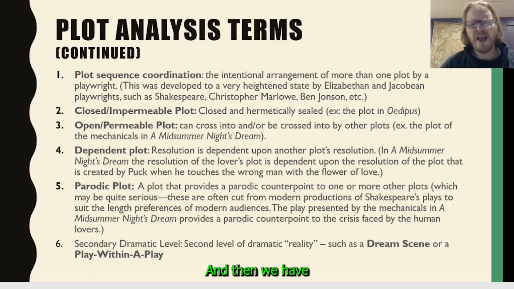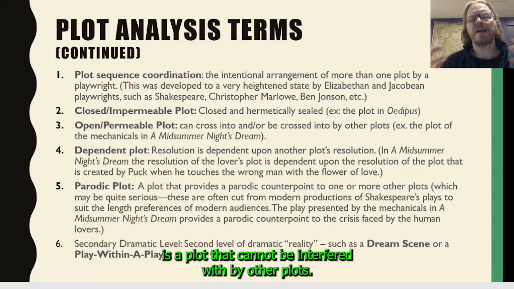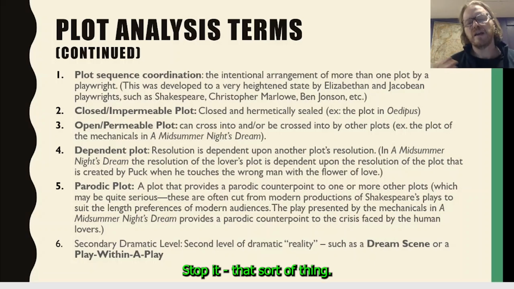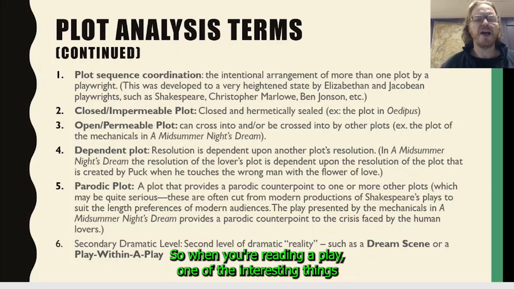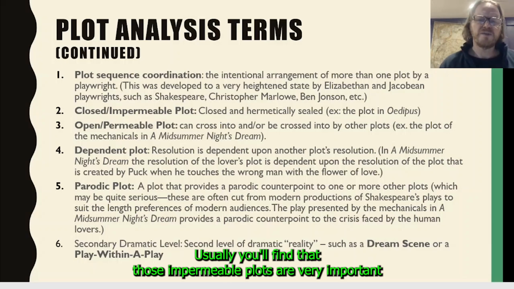And then we have closed, impermeable plots. A closed plot is a plot that cannot be interfered with by other plots. Other plots cannot enter into it, stop it, that sort of thing. In Oedipus, that is a closed plot. Nothing's going to get in there. Nothing's going to touch it. There are closed plots in other plays where there's more than one plot. So when you're reading a play, one of the interesting things you can ask yourself is, are there any plots that are impermeable? Usually you'll find that those impermeable plots are very important within the play.